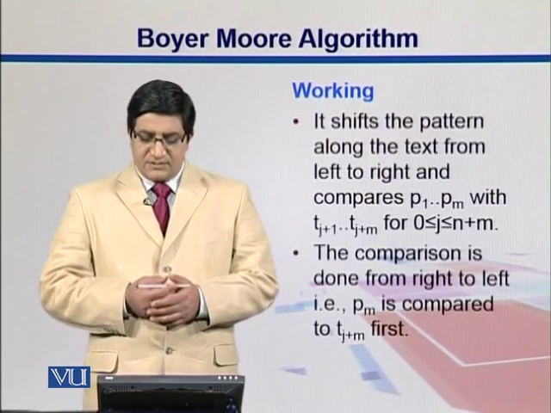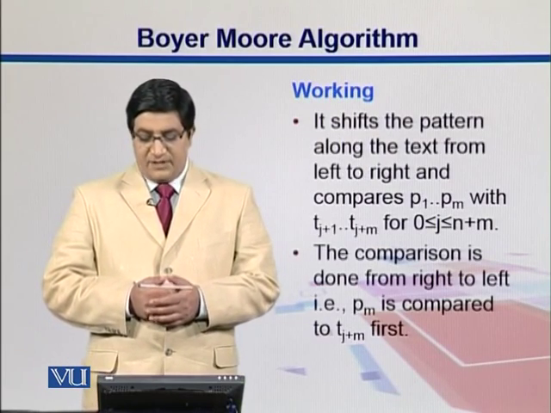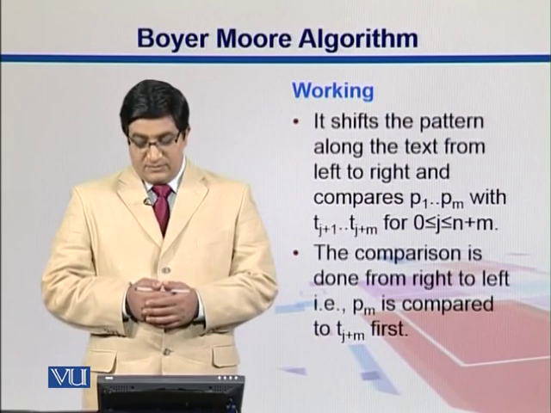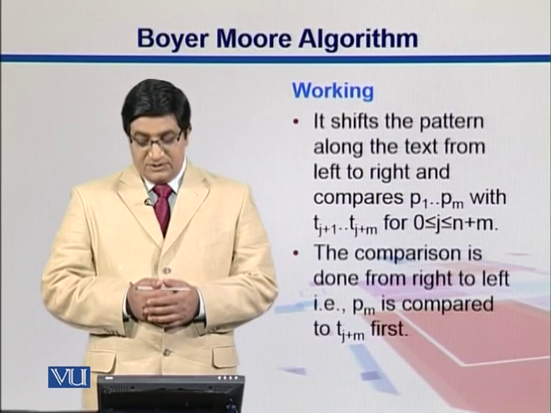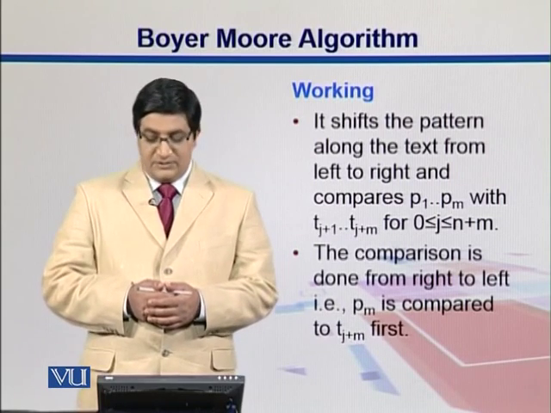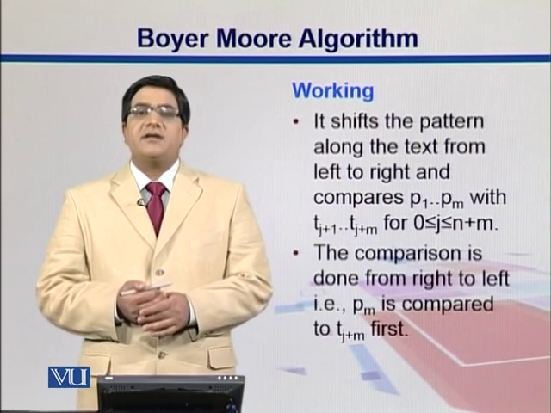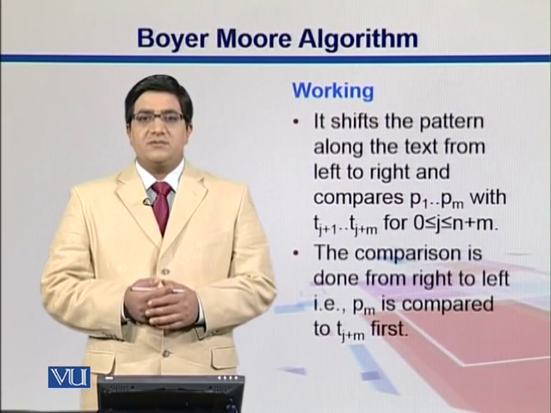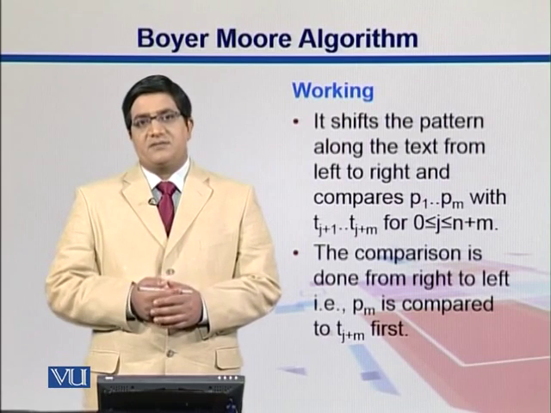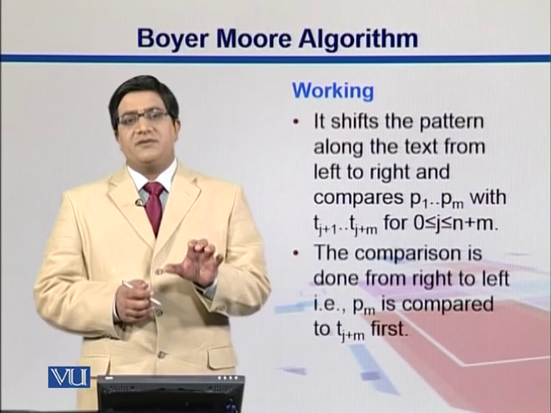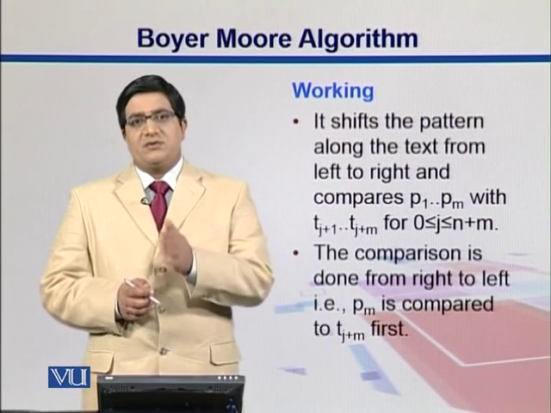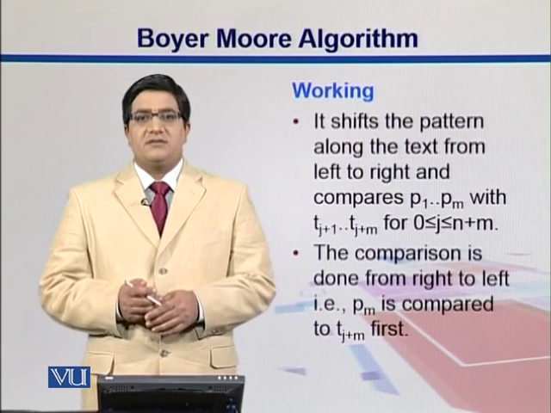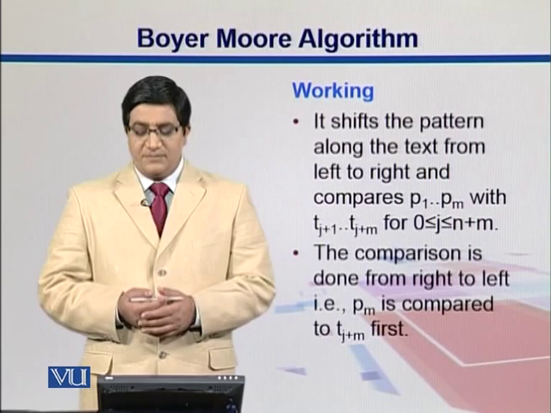It shifts the pattern along the text from left to right and compares P1 through PM, the nucleotides, with Tj+1 up to T j+M. What does that mean? Since we start the loops with 0, that's why we add this j+1. So j is the loop keeping track of the positions on your string S, where we are trying to find this pattern, which we label as P.